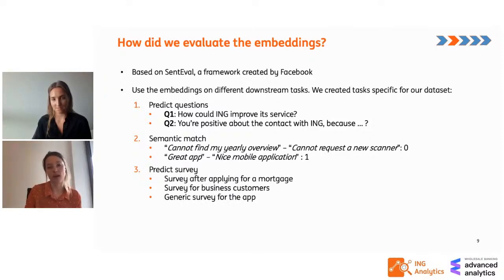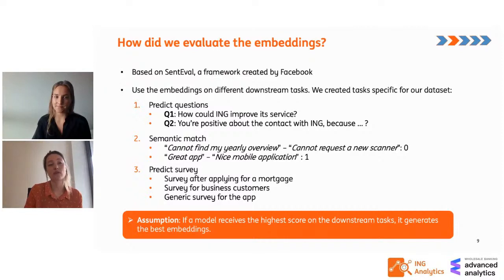Then the third task we included was to predict the topic of the service. So within ING, we ask feedback after different processes. For example, after applying for a mortgage, and we also have service, especially for business customers, or we have a generic service for the app. And we created embeddings from all of these surveys, and then the model needs to predict, okay, this feedback response belongs to a survey about mortgages, this belongs to the generic survey of the app.